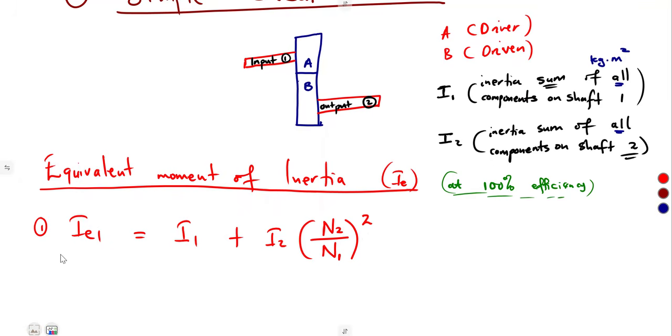This is the formula you are going to use for the equivalent moment of inertia referred to the input at 100% efficiency, or when the efficiency is not stated in the question. So that is it here, referred to the input.